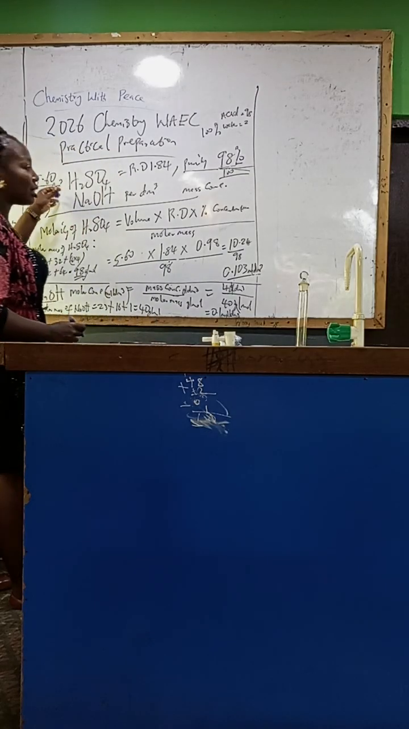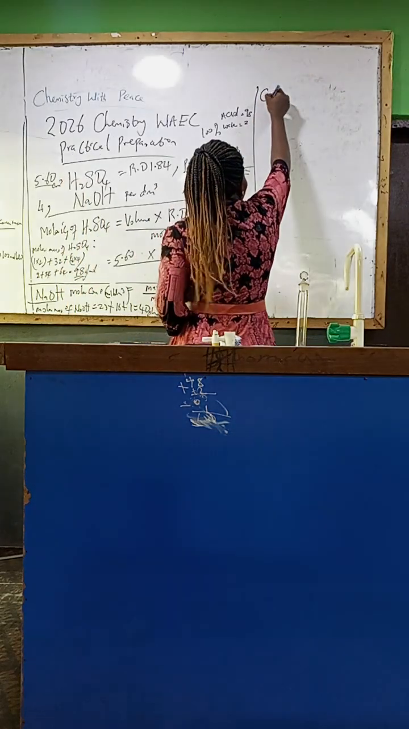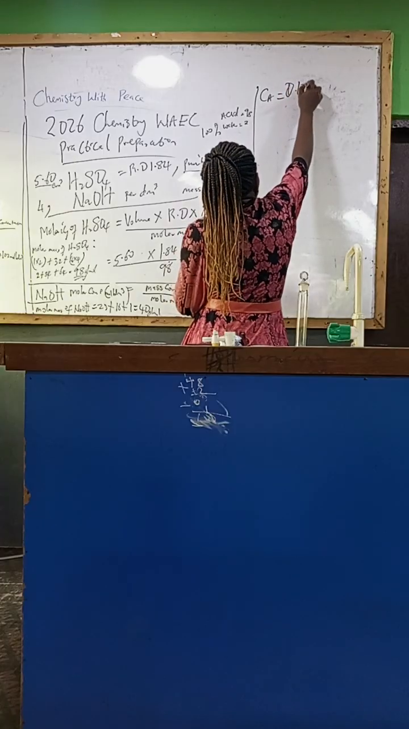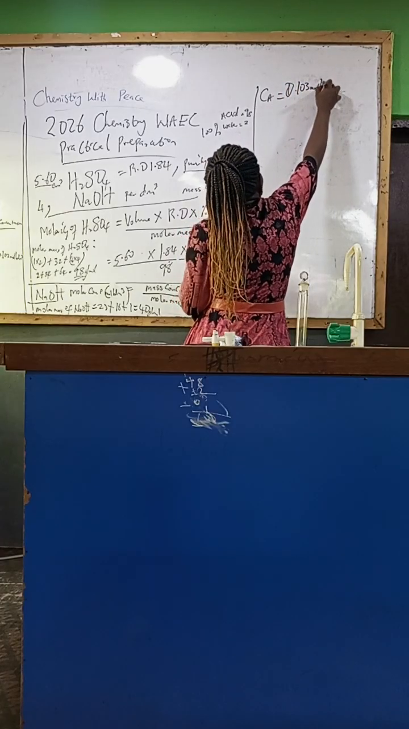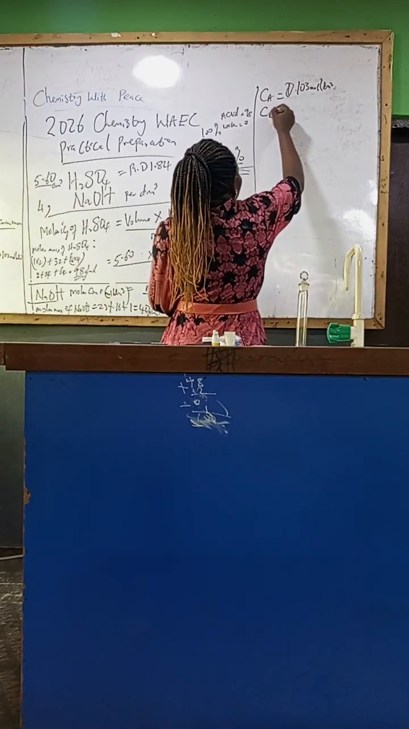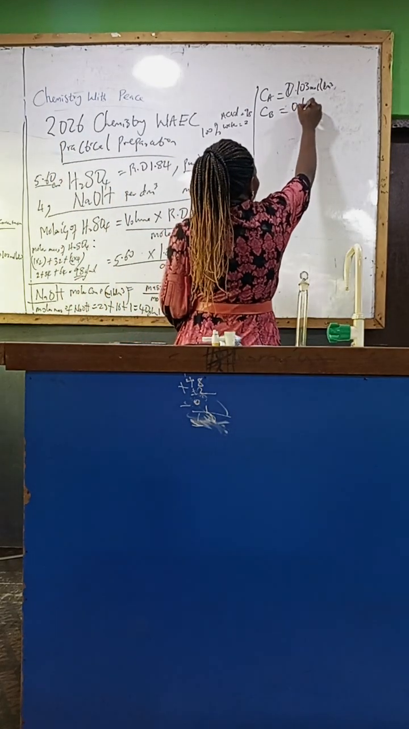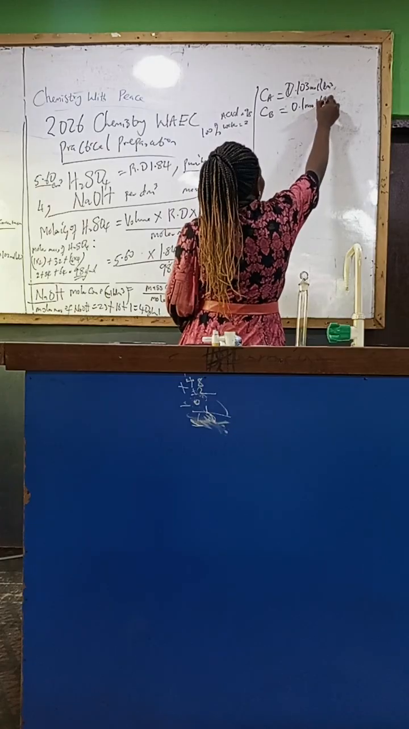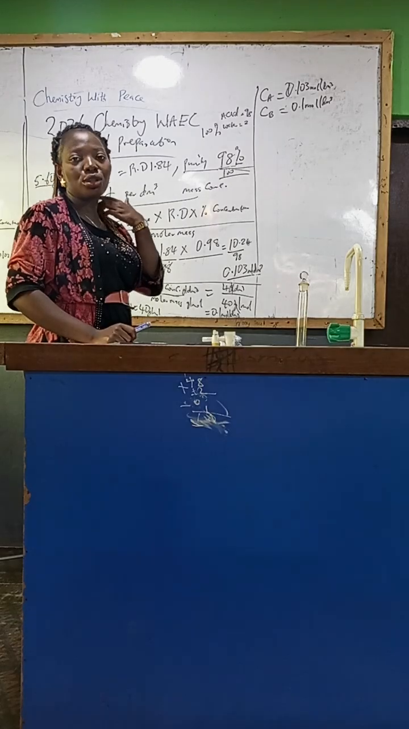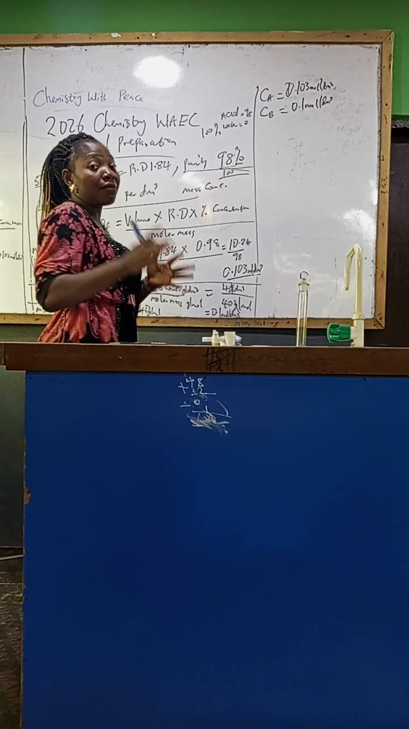So we have gotten this is our Ca, while this one is our Cb. Our Ca, we got it to be 0.103 mole per dm cube, and our Cb, we just got to be 0.1 mole per dm cube. Then now we are going to calculate the volume of acid, the theoretical value.